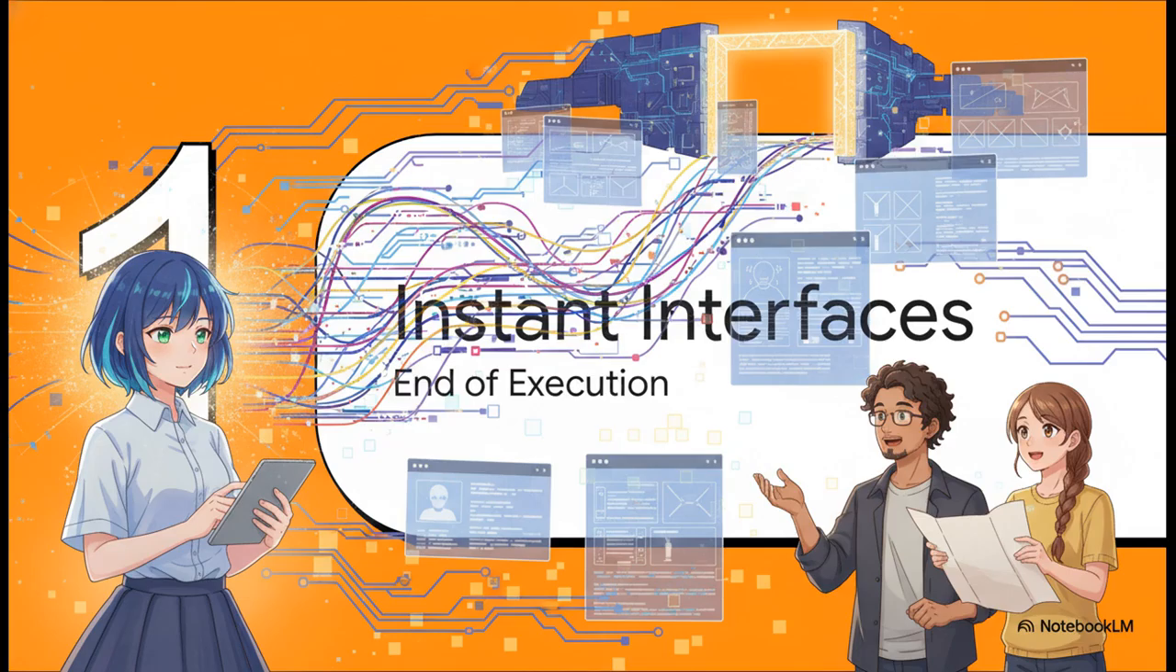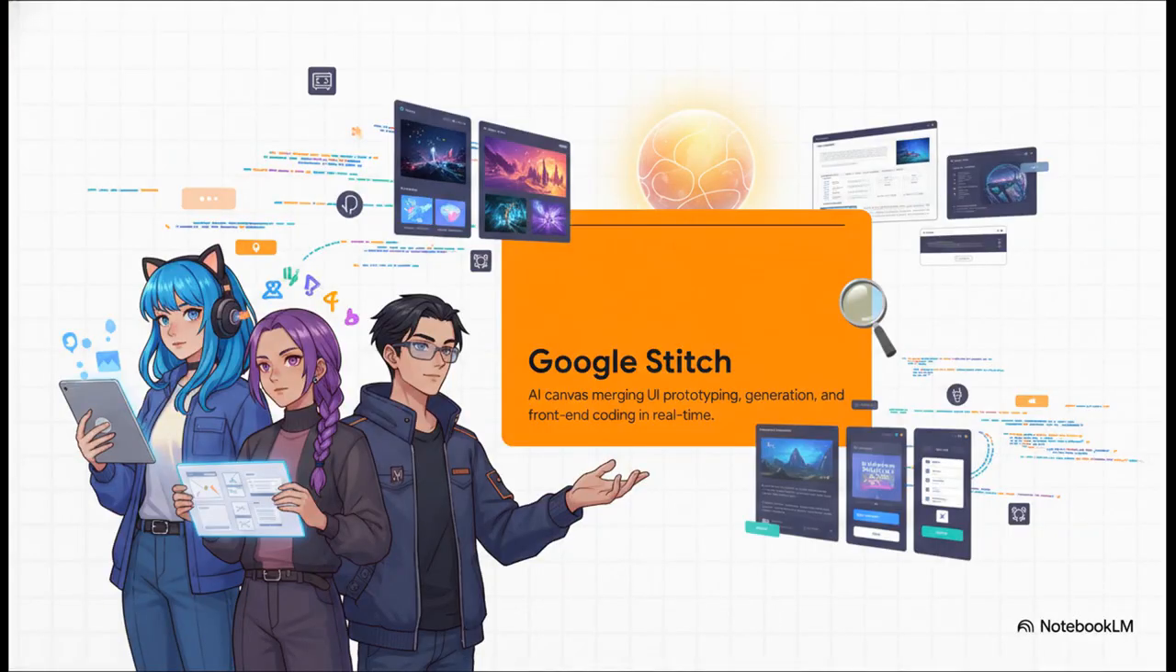Starting off with Section 1, the era of instant interfaces and the end of literal execution. So the traditional back and forth, a designer mapping out wireframes and a developer painstakingly translating those frames into code, that is completely fundamentally changing. The old bottleneck is just disappearing. But to really get this, we need to define what we're actually looking at. What exactly is Google Stitch?